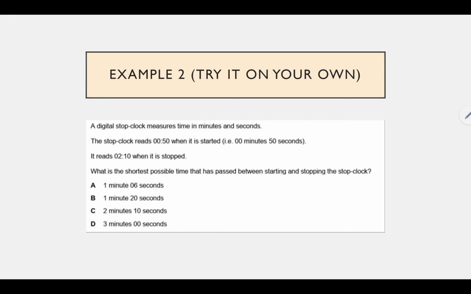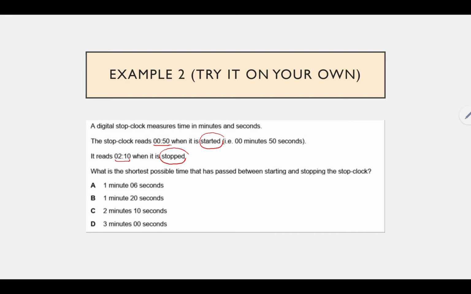Let's try this one out. This is an example from the past papers, and it's asking: a digital stop clock measures time in minutes and seconds. It reads 00.50 at the start and 2.10 when it stopped. So what do I need to do? I have them in minutes and seconds at the start, minutes and seconds at the end. They're asking what's the shortest possible time that has passed between the starting and stopping of the stop clock. Okay, and they want me to get it in minutes and seconds. That's fine. So I have 2 minutes and 10 seconds and 0 minutes and 50 seconds.